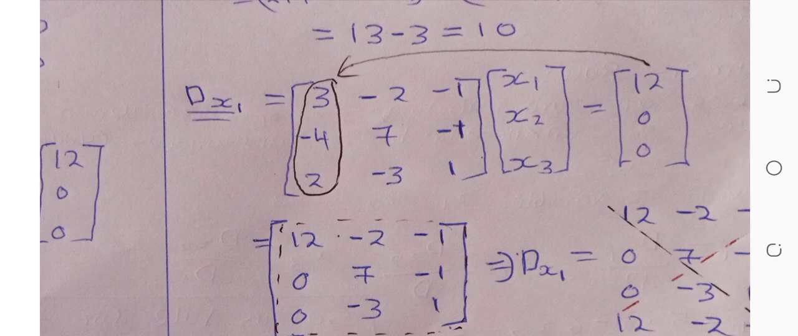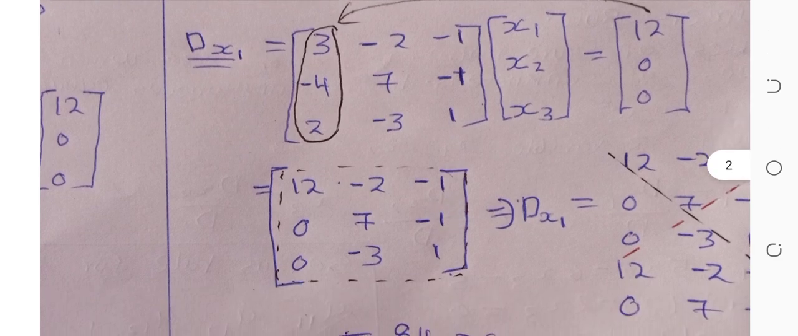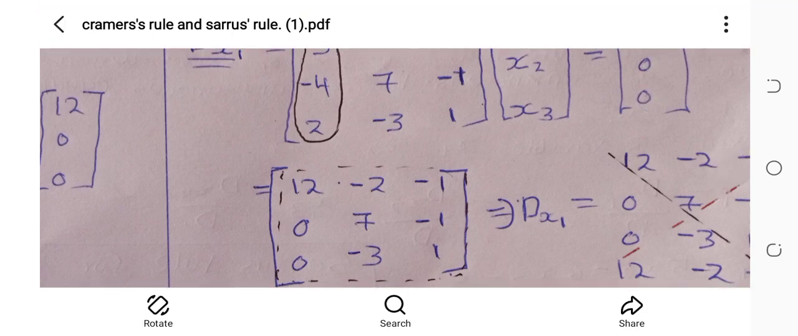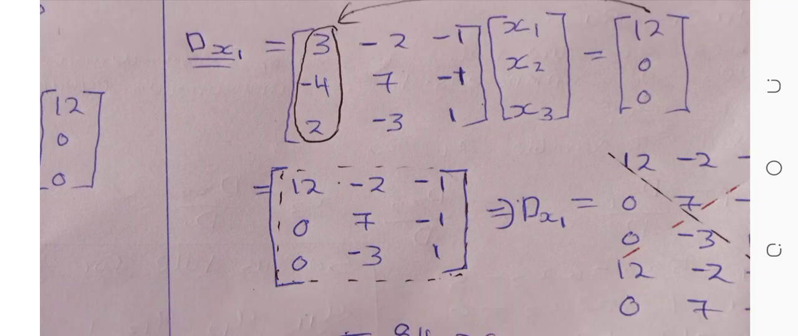So you replace the column of your variable, or your unknown, with the column on the right hand side of the equation. So we took 12, 0, and 0 and placed them in the first column. That's why I have 12, 0, 0 here. Then the other ones stay intact.